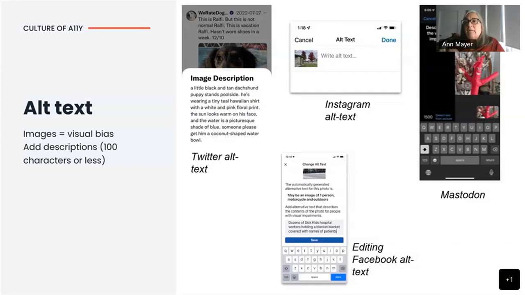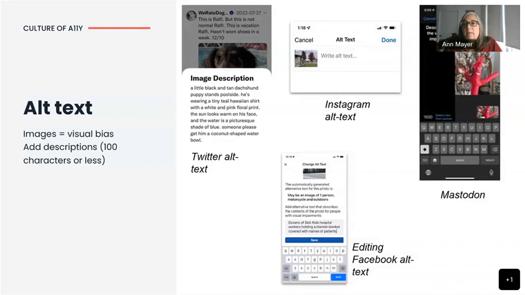Something else that everybody can do right away: there's a good chance that you're posting images on your social media accounts. And those images on their own aren't accessible to blind users. All images that convey meaning need alt text, or alternative text. They're descriptions of the image. And all the social media platforms have built-in capability for adding alt text. So get into the habit of adding descriptions to your images.